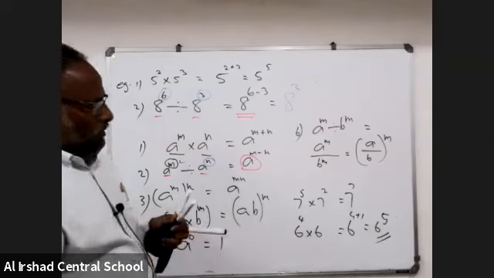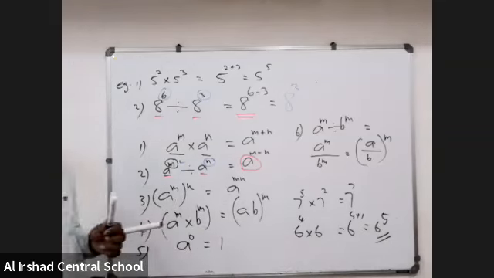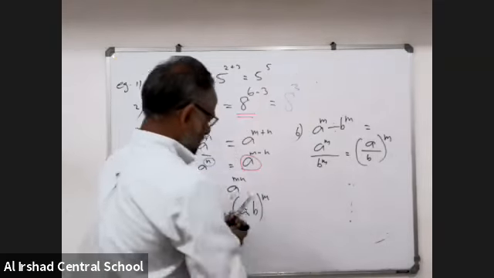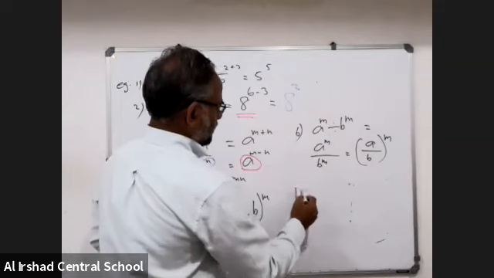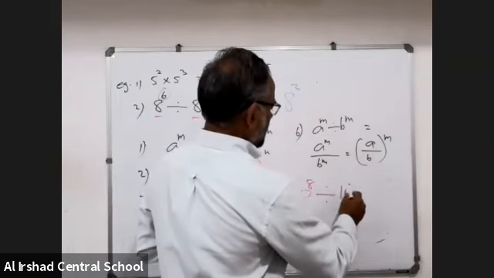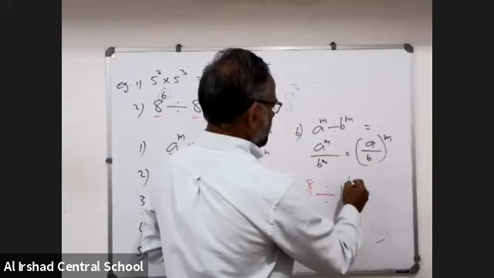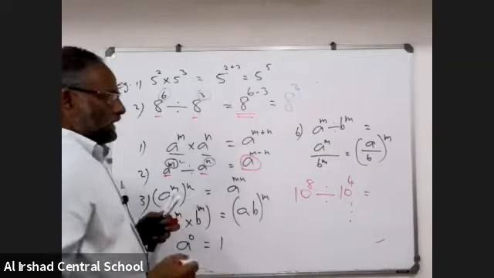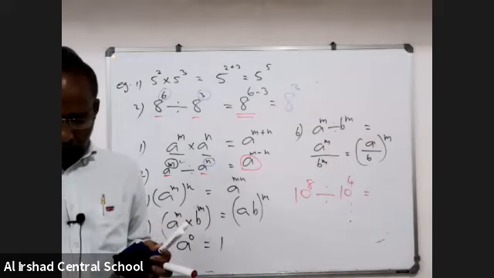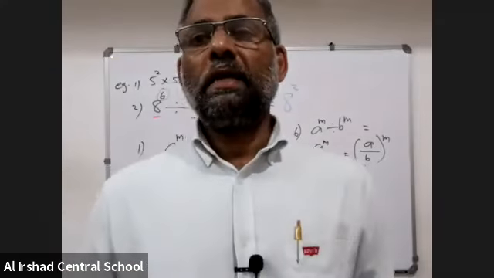Now, for example, suppose I am writing instead of that any other number, maybe 10 to the power of 8 divided by 10 to the power of 4. Another example. Study tomorrow; for homework, you have to write three examples for each. So what is 10 to the power of 8 divided by 10 to the power of 4? Tell me the answer.